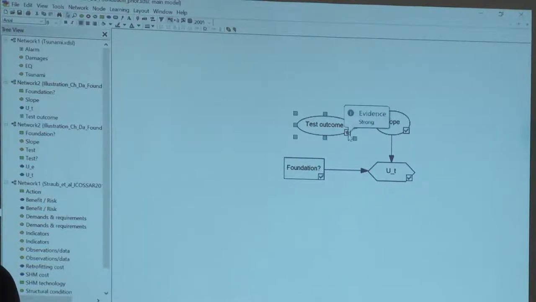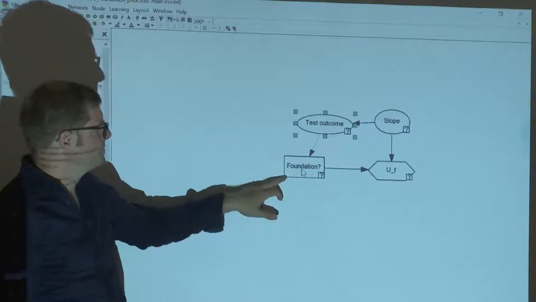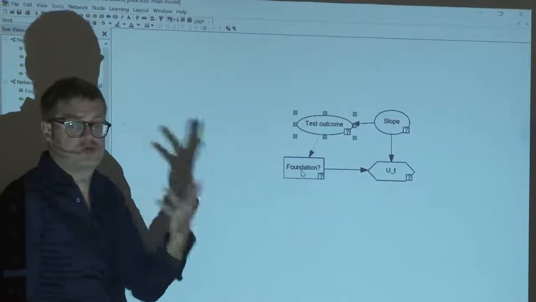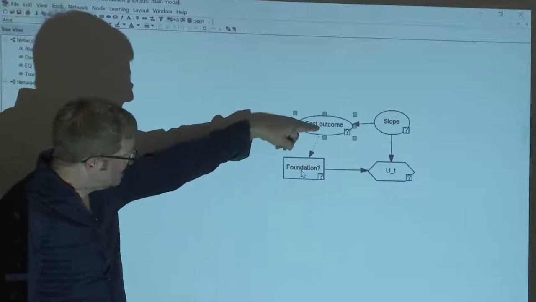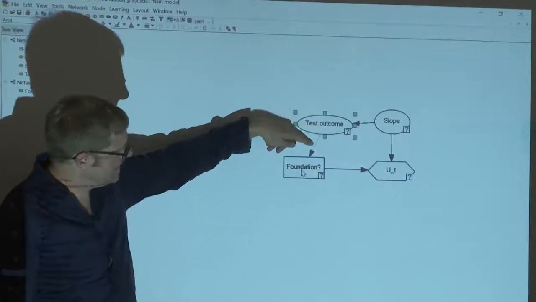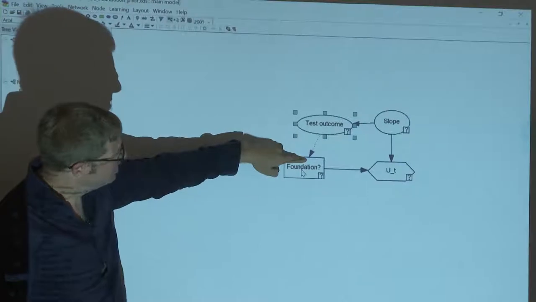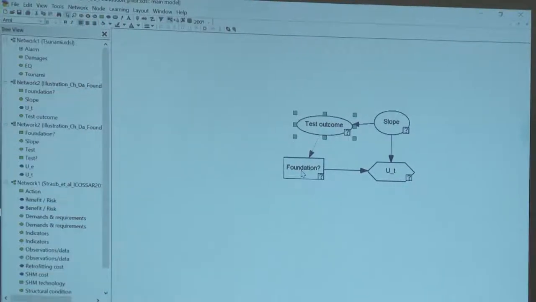So, I'm going to not do this, clear evidence. Instead, I'm going to add an arrow from test outcome to foundation. Here I don't need to specify anything in addition. It's still just the two options that I have. And this arrow, for this reason, is a dashed arrow. It is an arrow that represents information that flows.